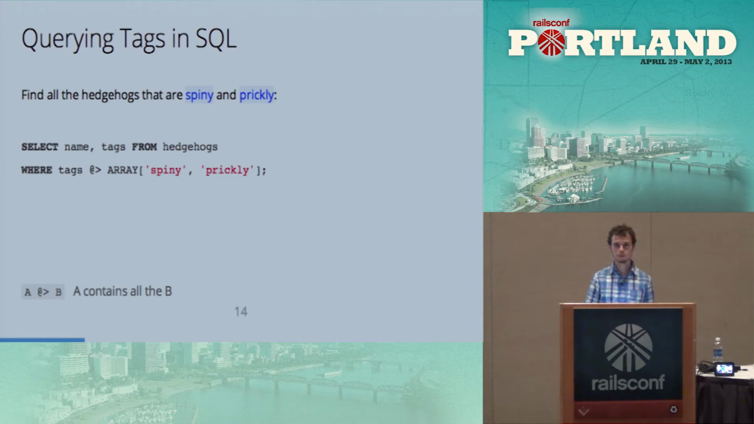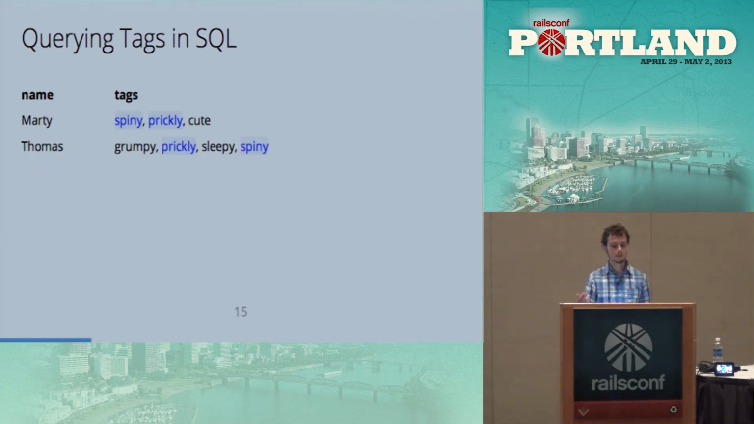Another operation that you want to do when you're doing tagging is you might want to be able to say, I want all of the hedgehogs that are both spiny and prickly instead of spiny or prickly. To do this, we can use that contains operator that I mentioned earlier. So we're going to look for all of the hedgehogs whose tags contain the array spiny and prickly.